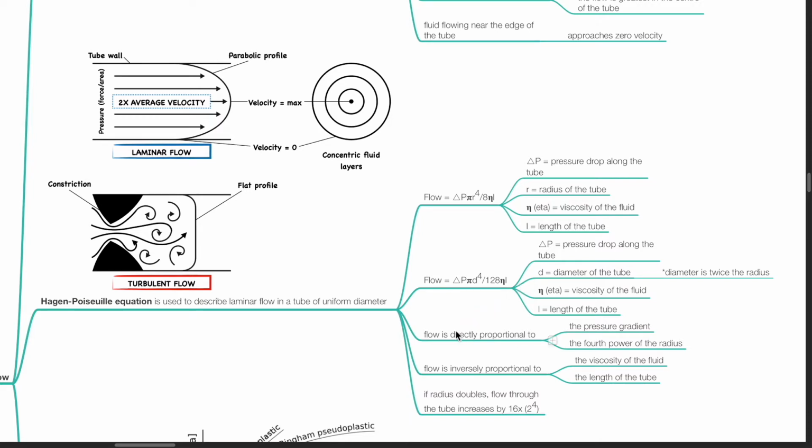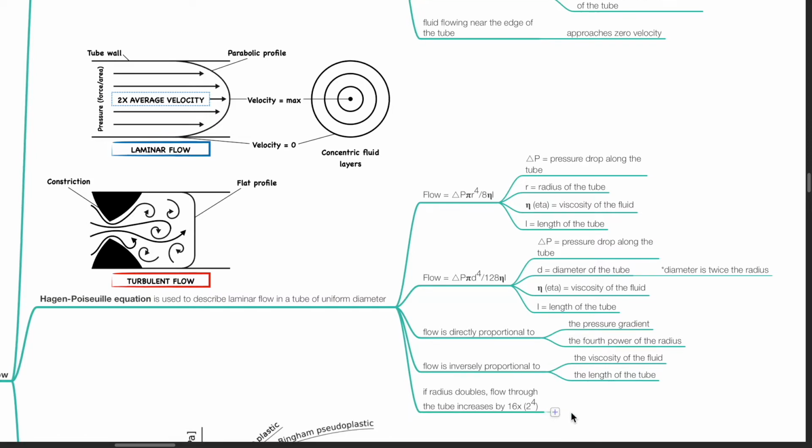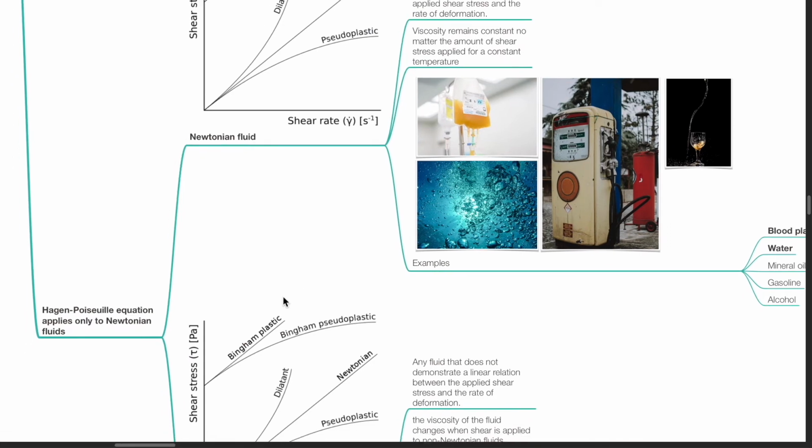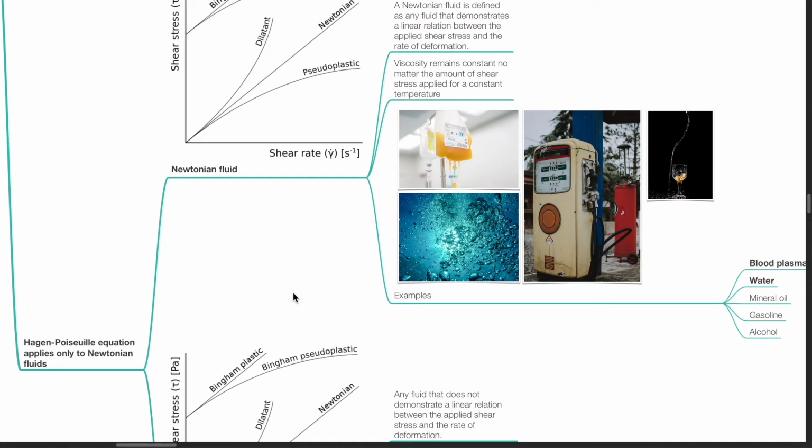Flow is directly proportional to the pressure gradient and the fourth power of the radius. Flow is inversely proportional to the viscosity of the fluid and the length of the tube. If radius doubles, flow through the tube increases by 16 times, which is 2 to the power of 4. The Hagen-Poiseuille equation applies only to Newtonian fluids.